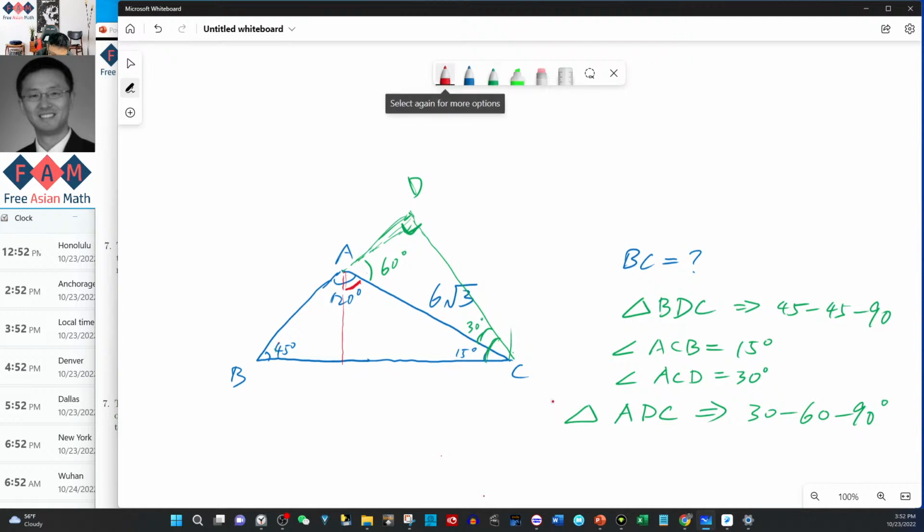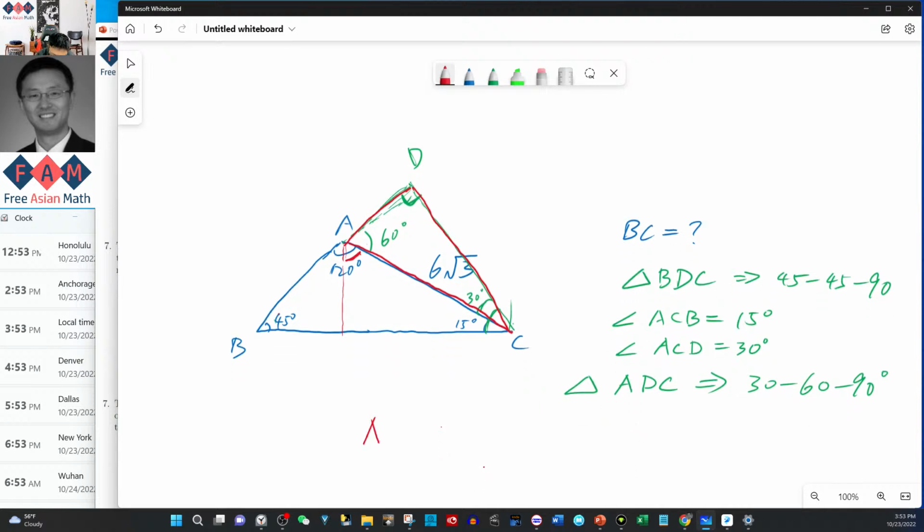Because if you focus on this 30-60-90 triangle, what do you have? We have the hypotenuse. Then we can calculate everything. You know how to do it. AC equals 6 square root of 3, therefore DC will be, which is the long side of the 30-60-90 triangle. We know the proportion between the hypotenuse and this one is 2 to square root of 3.